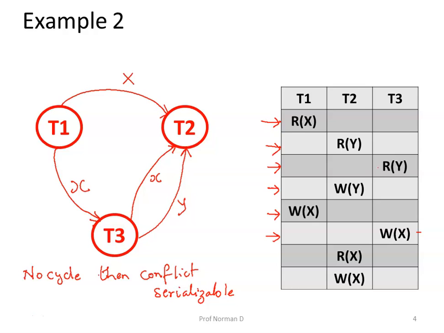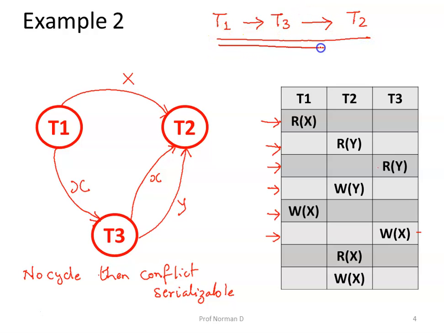Now, what will be the serial schedule? How do you find the serial schedule? So what you do is you find out those nodes which do not have any incoming edge. So in this case, T1 is a node which is not having any incoming edge. So we have T1 as the first node. And the last node in this pattern would be the one which is having maximum number of incoming edges. So in this case it would be T2. The remaining nodes would be in between these nodes, that is T3.